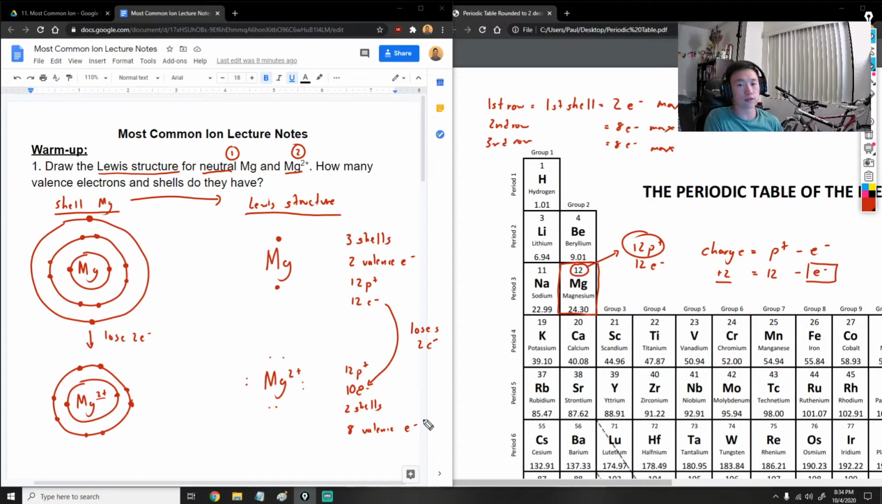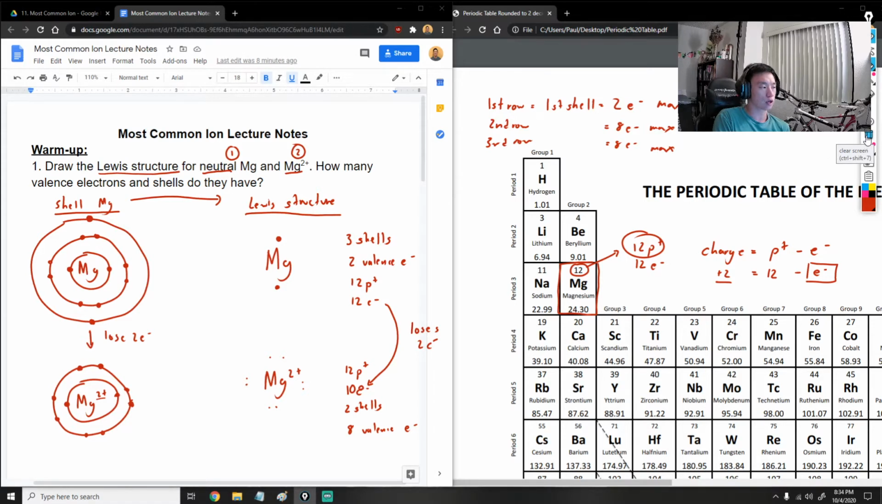Okay, so that's the difference between regular Mg and Mg2 plus. If you take away 2 electrons, you get rid of the outside shell, and so it's only going to have 2 shells, and so the outside shell is going to be this second shell in regular Mg. All right, so that's pretty much review.